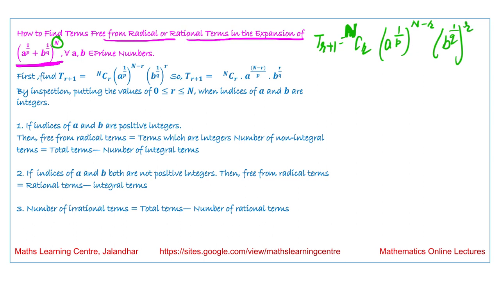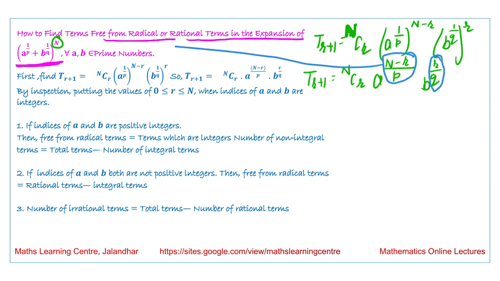So what we obtain from this is that T(r+1) is equal to nCr a raised to the power (n-r)/p and b raised to the power r/q. So we are interested in those values, look at these two values, for which these terms are free from the radical sign.